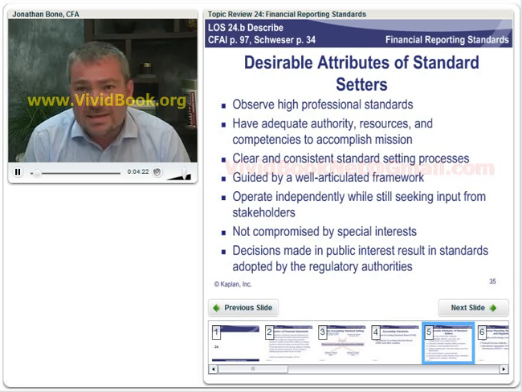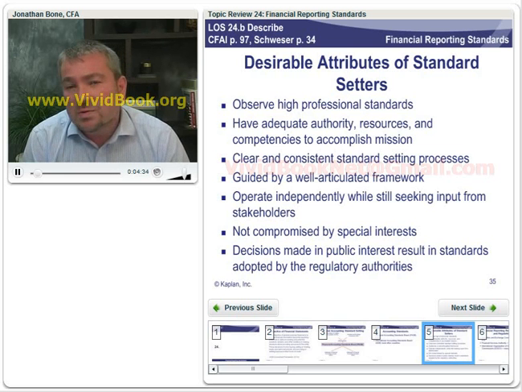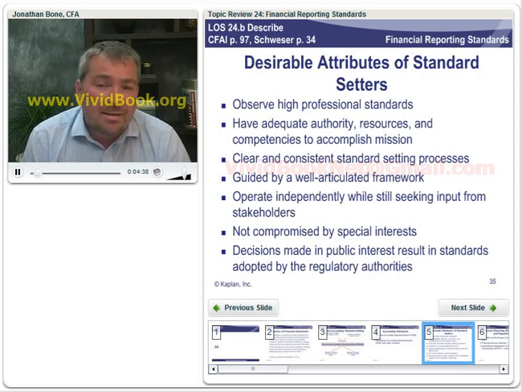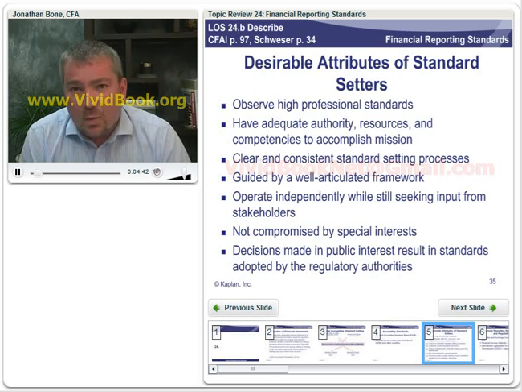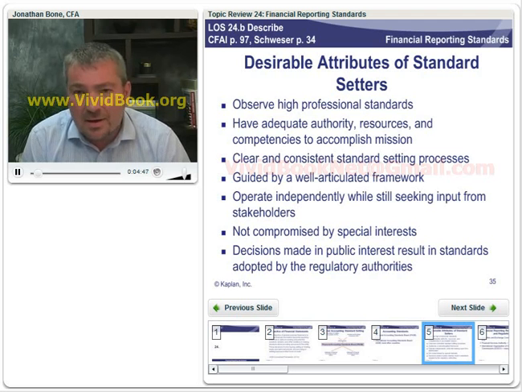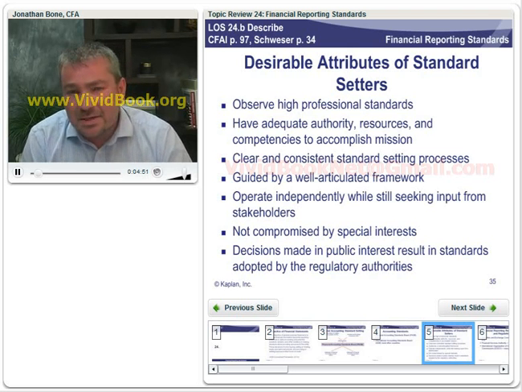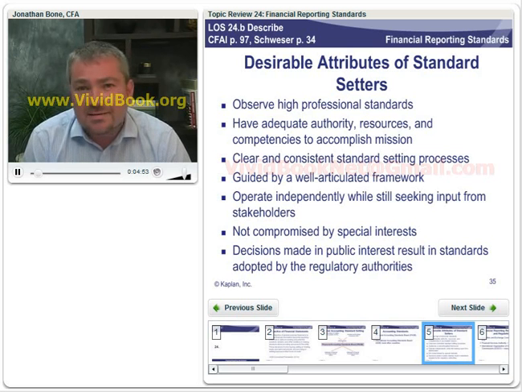Now, what is their mission? Coming up with an accounting framework and accounting standards to cover all financial transactions. Clear and consistent standard setting process. So in other words, there are rules and procedures that they go through when coming up with a new accounting standard, guided by a well-articulated framework. Now this simply says when they're coming up with new accounting standards, they go back to the accounting framework that gives them the ideas and the concepts that they're going to use to actually flesh out the accounting standard.